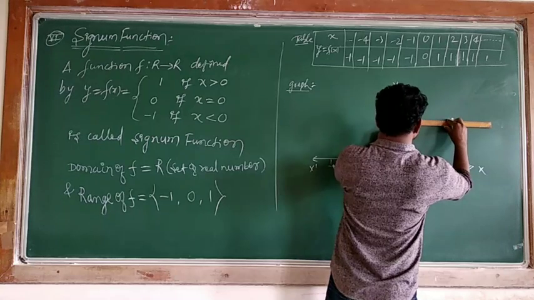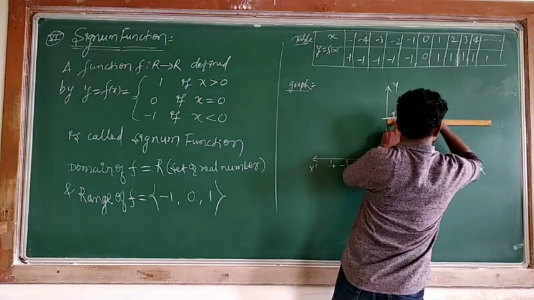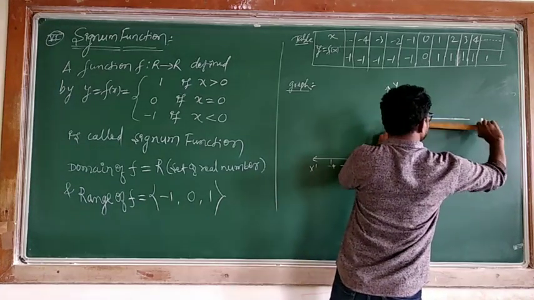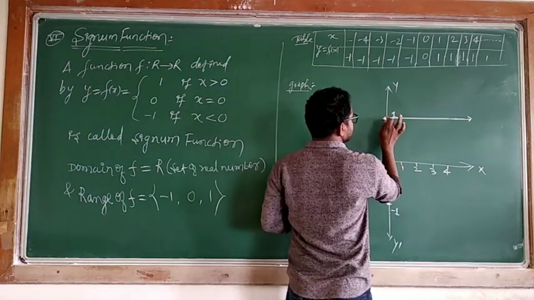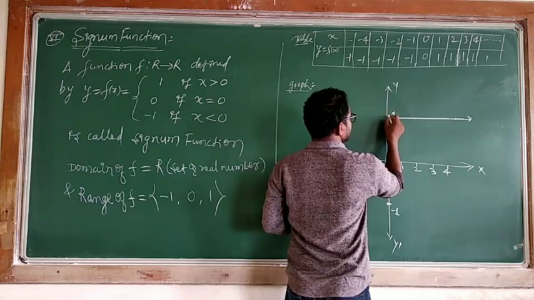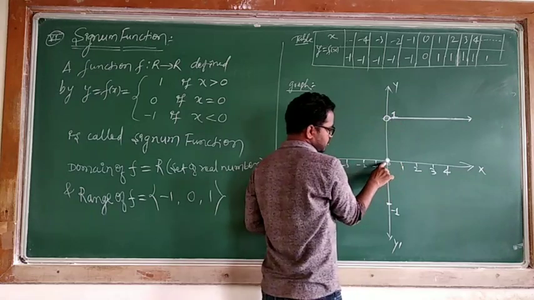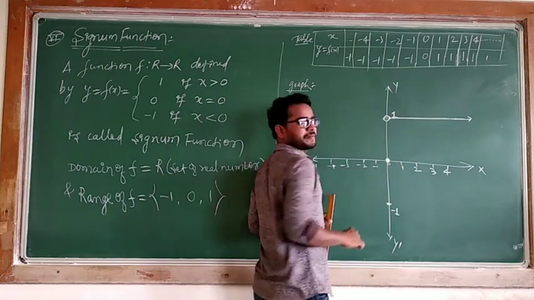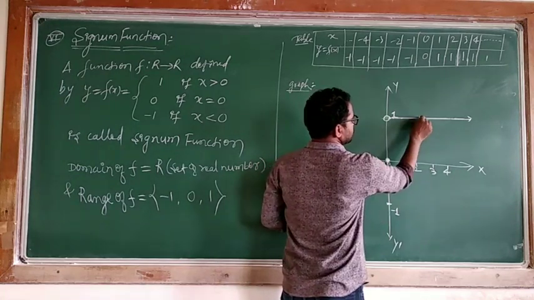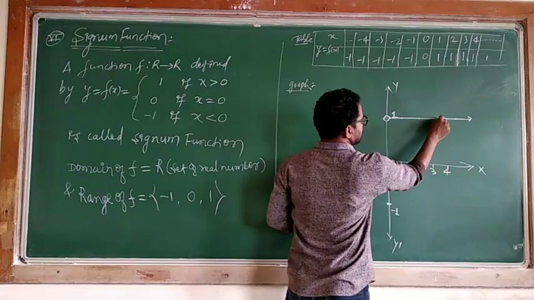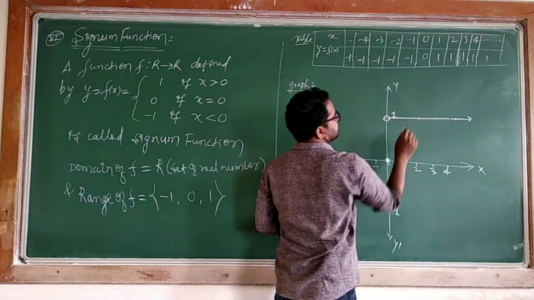So joining all these points you will get only 1 line. This is the graph of this. Here I am getting only 1. When it is 0, it is not 1, so you take an open circle here. Open circle, because when 0 is here, 1 is not here. For 1, 2, 3, 4, you take any number, it will lie here only.